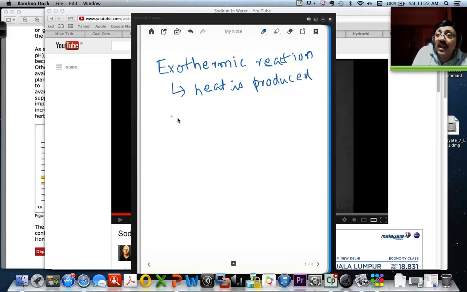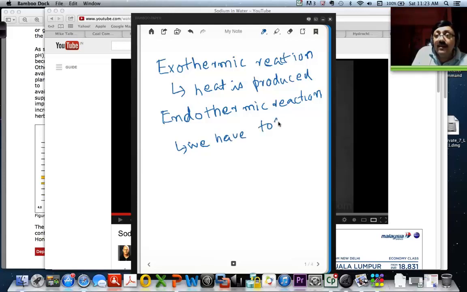Now there is another classification of reactions, which is called endothermic reactions. This means that for the reaction to happen, we need to supply heat. We have to supply heat by using a burner or some other way. We need to provide heat for this reaction to happen. So these are the two classifications of reactions at a high level.